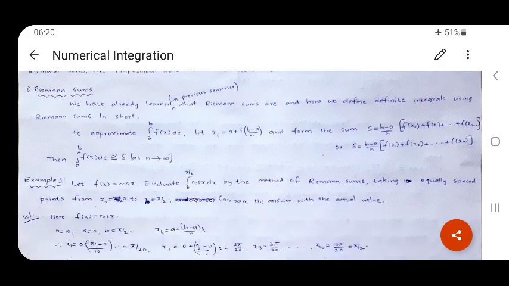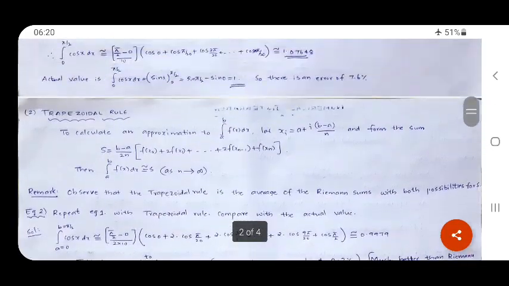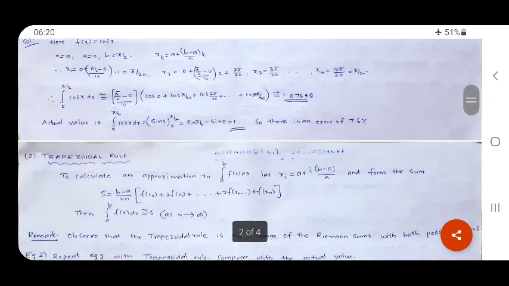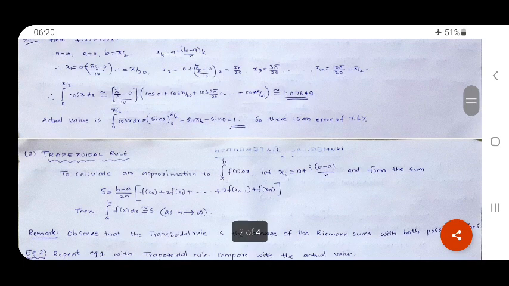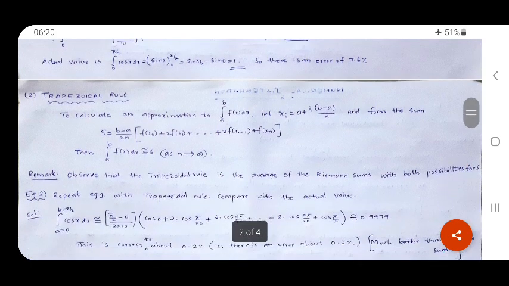So this will be (b minus a)/2n into [f of x0 plus 2 into f of x1 plus etc., plus 2 into f of x(n minus 1) plus f of xn]. So it is nothing but an average of the Riemann sums for these two different values of s.